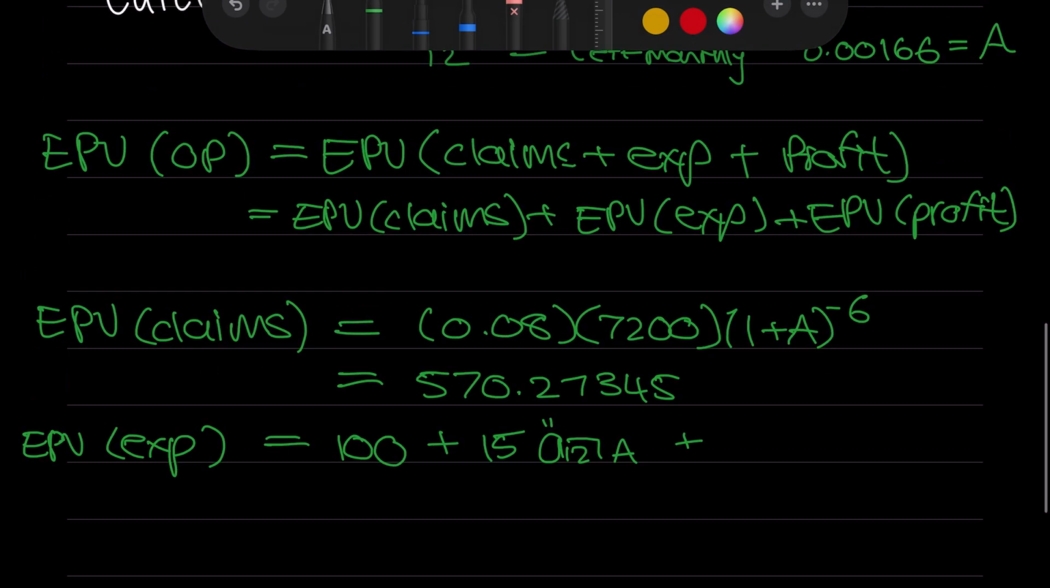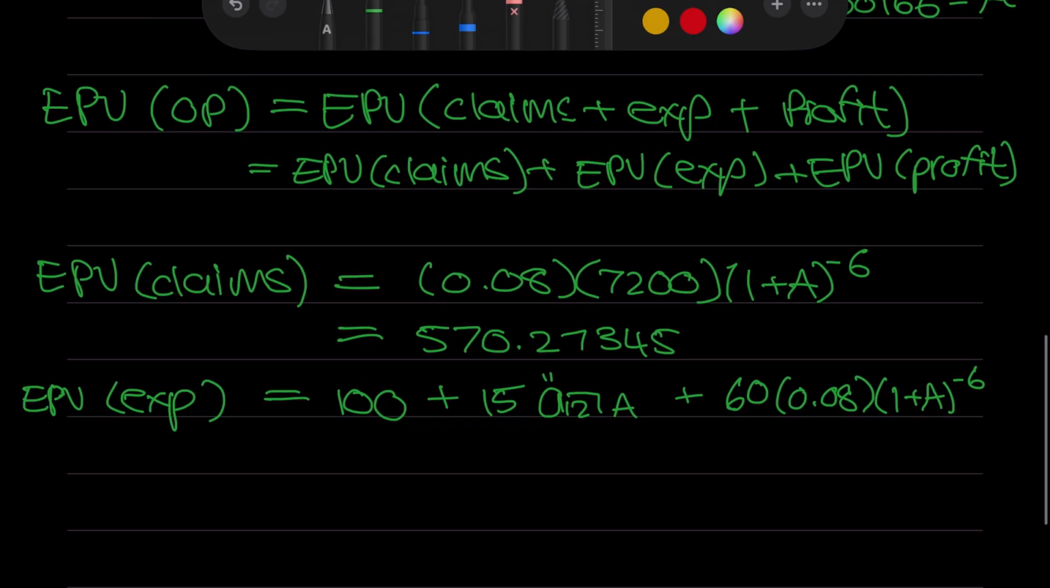And then there was a claim processing cost of $60. So we'll put 60, and this is going to occur with that probability. And we have to also discount this by 6 months for the same reason that we discounted over there. Now I'll pop this in a calculator. I'll go step by step with this 100.